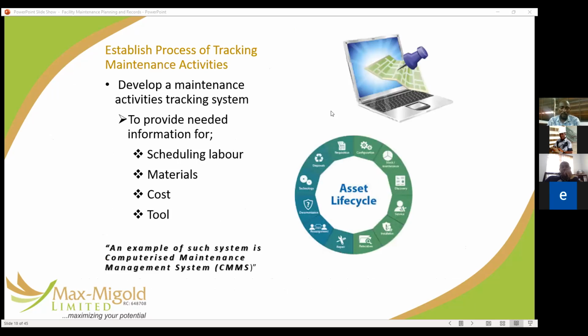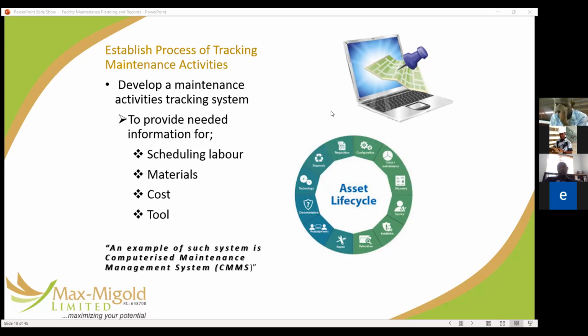Then establishing, how do I establish a process of tracking my maintenance activity? When I develop a maintenance activity tracking system, one, it provides needed information for how I schedule my labor, how I get the materials that are required, and how I ensure that the cost of financing that maintenance activity is available, the money is available. Then two, which is very, very critical, even if the money is available, material is available, labor is available, when tools are not available, it becomes very critical to perform that kind of maintenance activity. So labor, material, cost, and tools are very, very key. An example of such a system is what we call the computerized maintenance management system, CMMS.